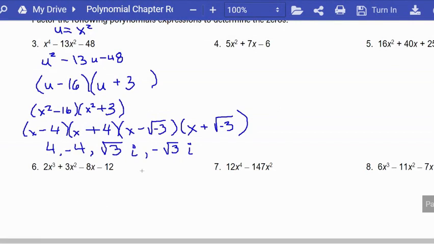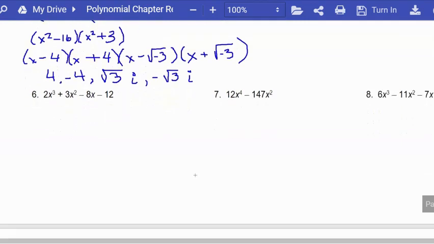Question number 6, this sure looks like a factoring by grouping question. You've got 4 terms, and I noticed that the ratio of 2 to 3 is the same as the ratio from -8 to -12. And by the way, for those of these that I'm just kind of talking about, the answer key will be published by the time you're watching this video.